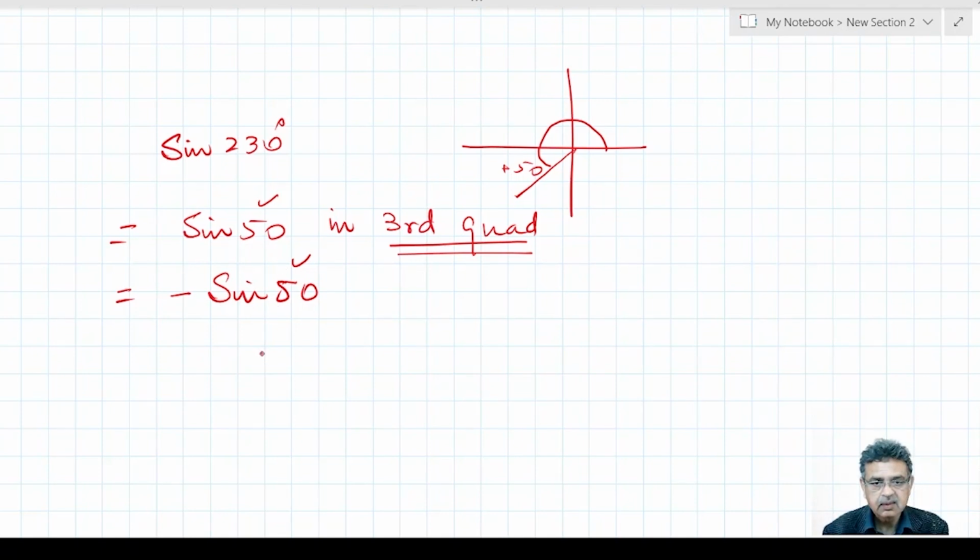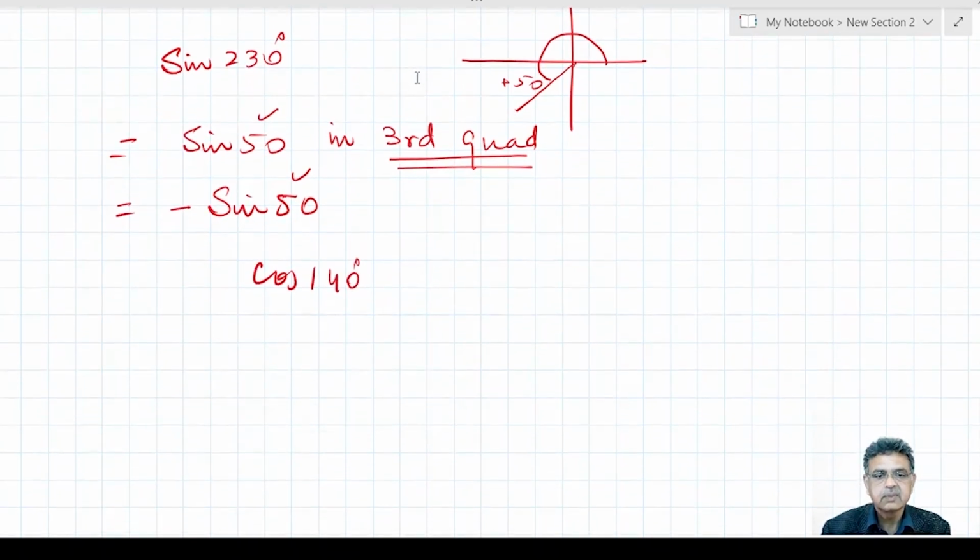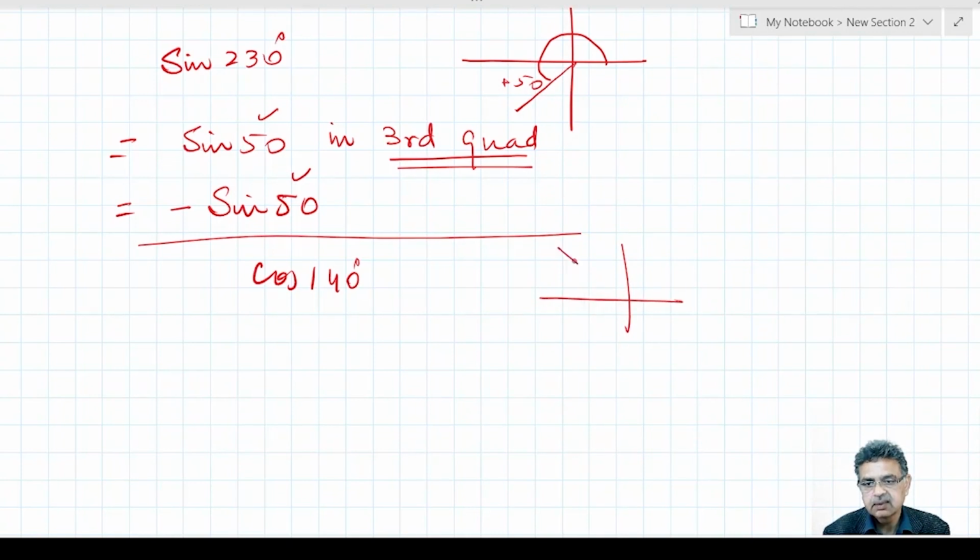Now the second question, cos 140 degrees. In which quadrant does this angle fall? This is more than 90 and less than 180 degrees, so that means it is in the second quadrant. This is 140 degrees in the second quadrant.